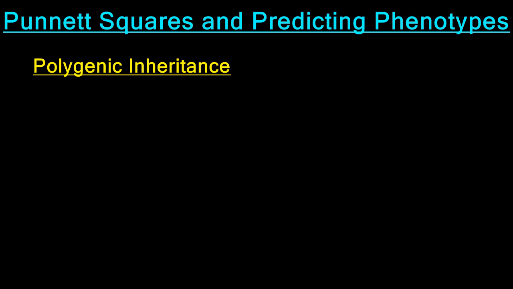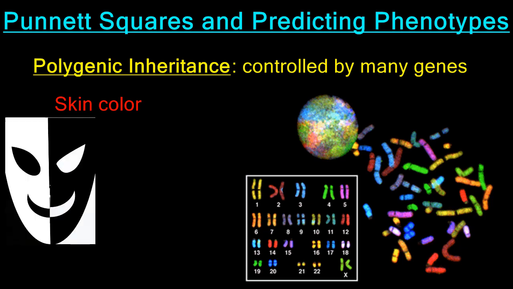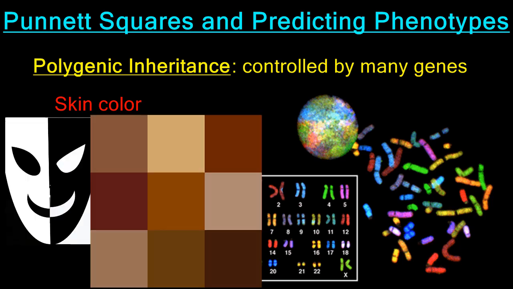Another inheritance pattern that is different from those described by Gregor Mendel is polygenic inheritance. Many human traits are actually polygenic, or controlled by many genes rather than just one. A good hint of whether a trait is polygenic is if it displays a range of phenotypes rather than just two. An example of a polygenic trait is skin color. Human beings aren't just black or white. There is a huge range of skin colors, ranging from ivory to tan to ebony, and everything in between.